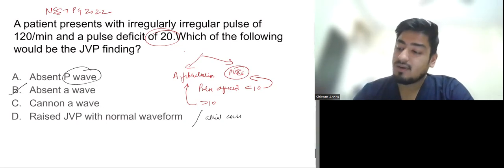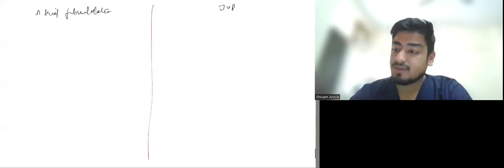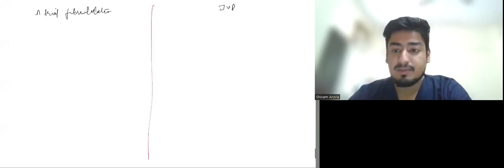Clear? Now we have two things to discuss in this question. The question covered two topics. One is atrial fibrillation, another one is JVP. So we'll discuss both of them. First of all, let us discuss JVP. So what is a normal JVP?